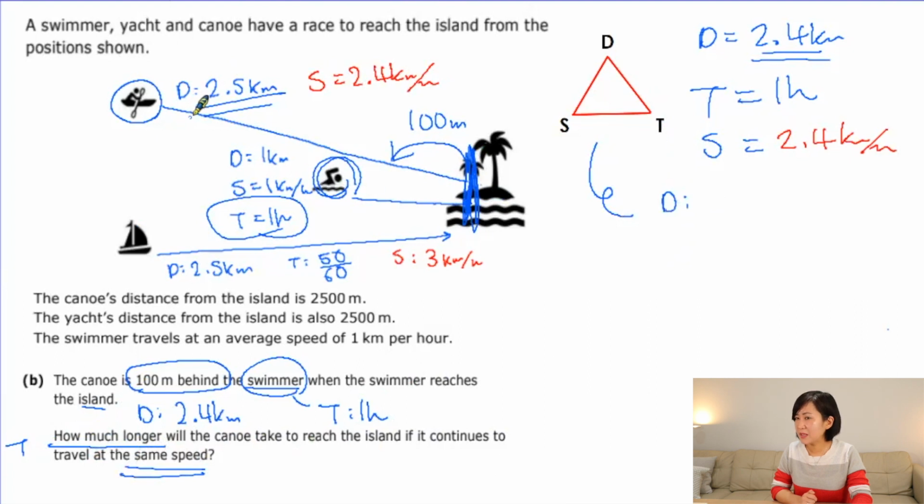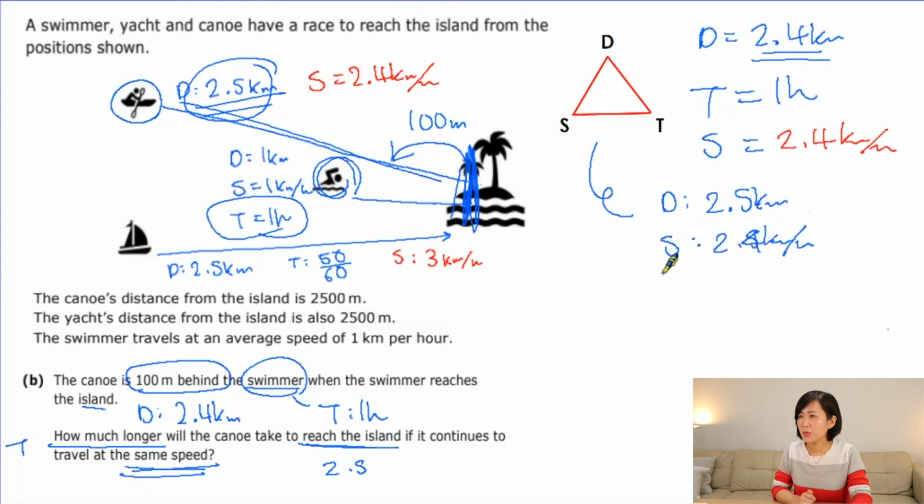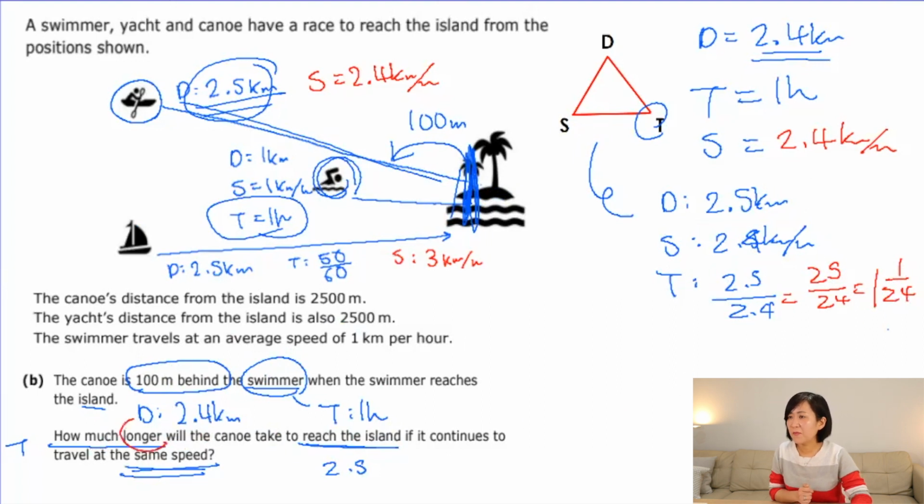Then with the same speed, we can figure out the time. In order to cover the 2.5 kilometers, the speed is the same. That's why we can copy the 2.4 kilometers per hour. Then we can calculate the time. So time is distance divided by speed. 2.5 divided by 2.4, times by 10 each. That is 25 over 24 hour. This is in hours. It's 1 and 1/24th, right?